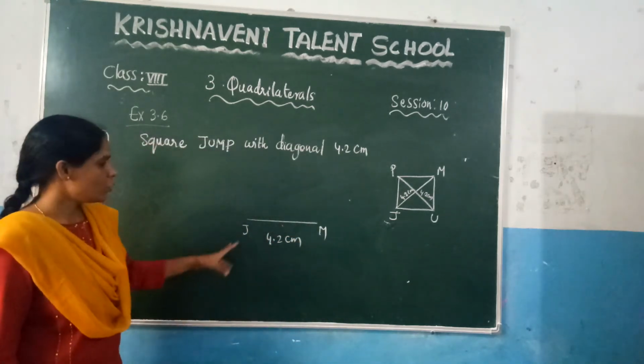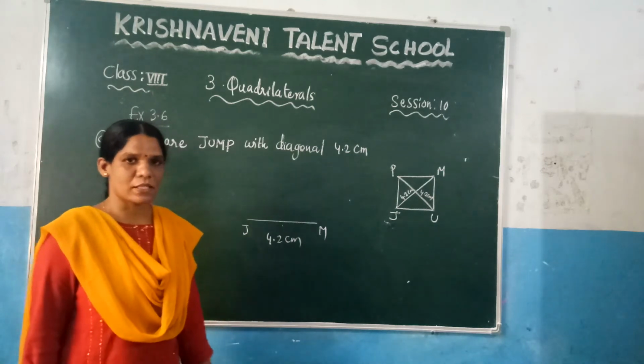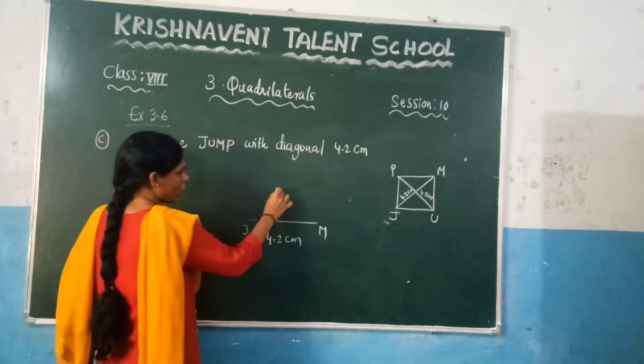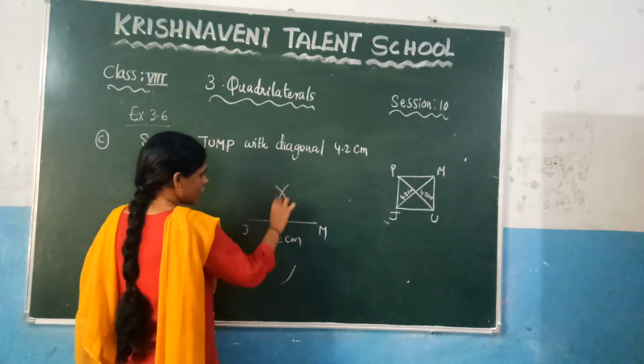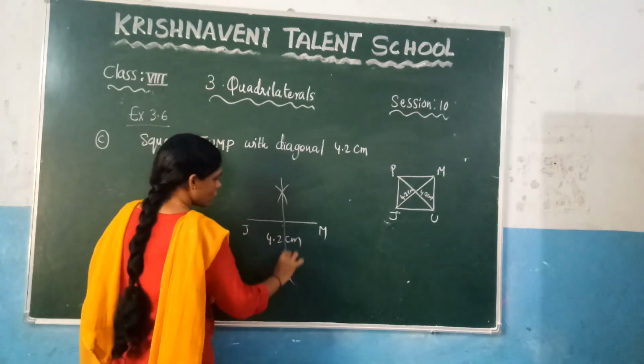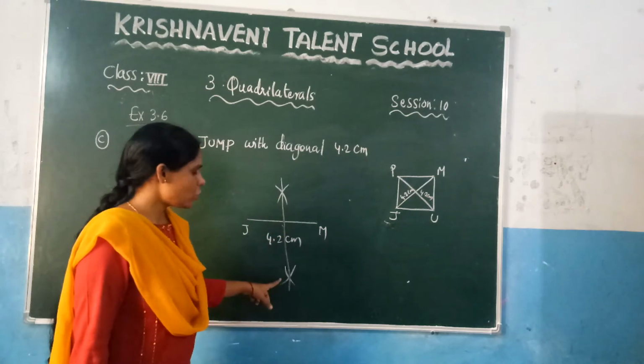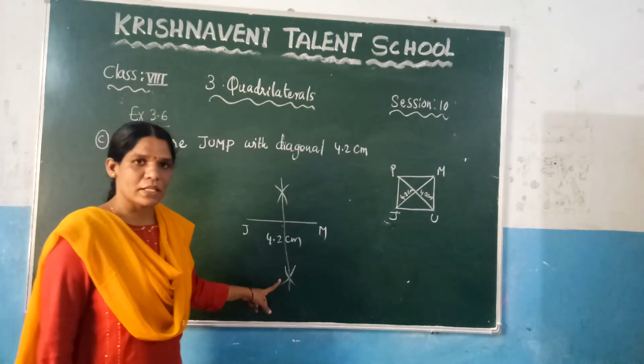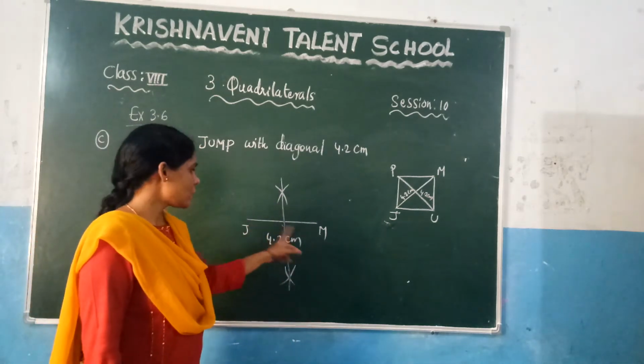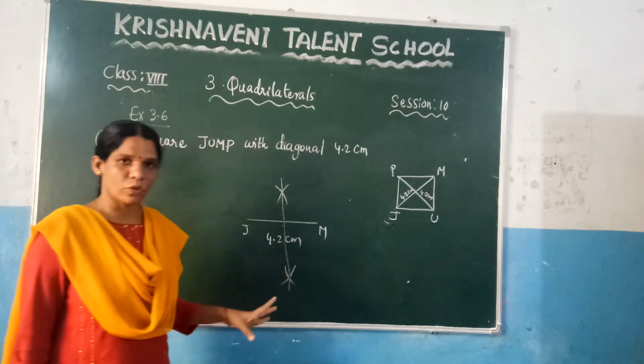So write it here JM, and this is 4.2 centimeters. Now again you need to draw the perpendicular bisector. So here take more than half radius and draw one arc, and here also draw one arc and join. You will get the perpendicular bisector. Now you know the length of the other diagonal also, because in a square the diagonals are equal. If this is 4.2, this must be equal to 4.2.